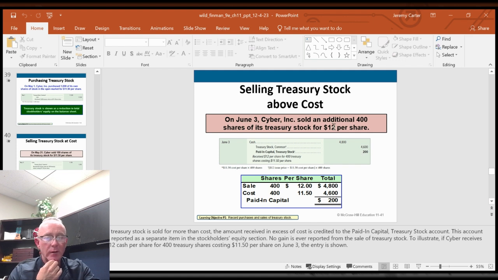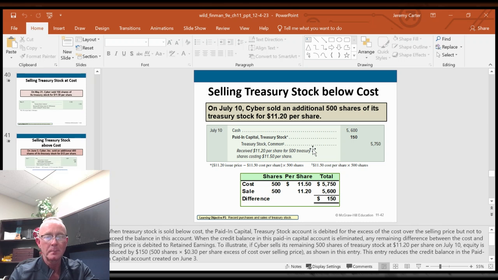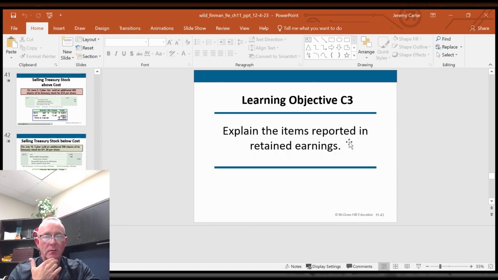So I sold it for 12. All right. But my cost was 11.50. So I have this additional paid in capital. I actually gained money when I sold it by 50 cents a share. That's where my starting point becomes that 11.50. Anything over or above, I have to deal with then. Okay. You see, it could go in the reverse this way. If it went down 30 cents, I have a negative paid in capital on this calculation.